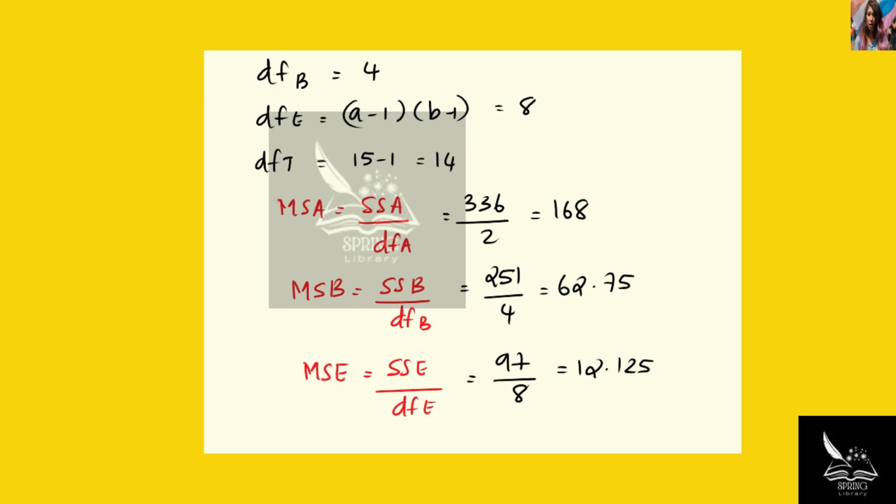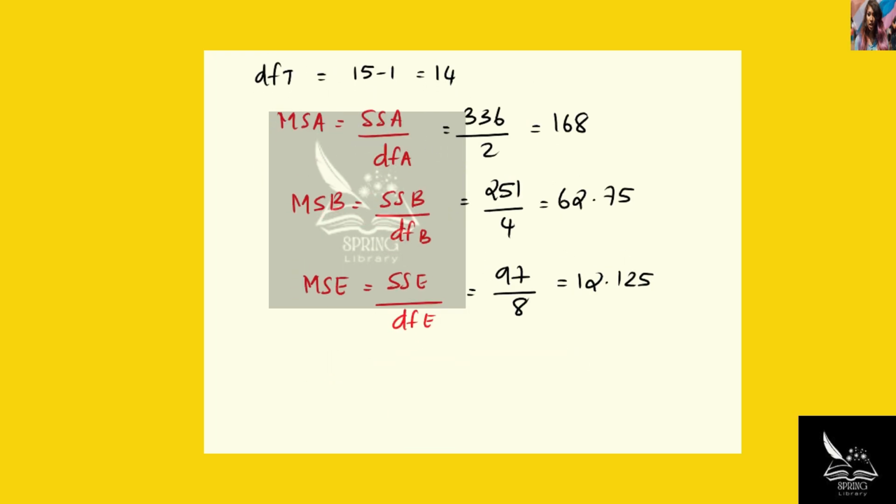Now, F statistic for variability associated with airlines is FA is equal to MSA divided by MSE, which is 168 divided by 12.125, which is equal to 13.8556.